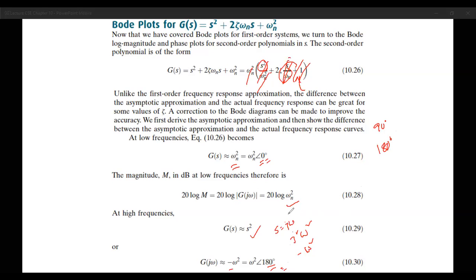And also we have to look at what will be the decaying line. As you can see, the magnitude is omega square. So basically 20 log omega square should be there, or the 2 can come forward: 40 log omega. So for each decade, you will have a 40 dB per decade line. So double of the previous one.